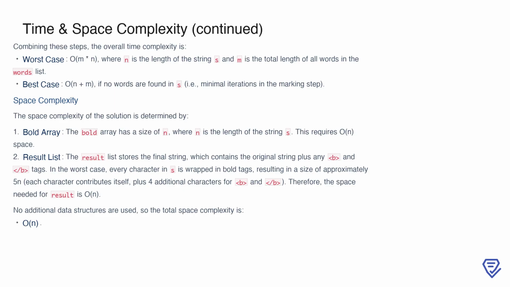Now, turning to space complexity, the primary contributors are the bold array and the result list. The bold array, which tracks which positions in the string are part of a bold section, has a size equal to the length of the string n, so it requires O(n) space. The result list, which holds the final output, can also grow to O(n) in size, as it includes the original string and adds bold tags. In a scenario where every character is wrapped in bold tags, the space required for result could scale to approximately 5n, but it is still asymptotically O(n). Since no other significant data structures are used, the total space complexity for the solution remains O(n).